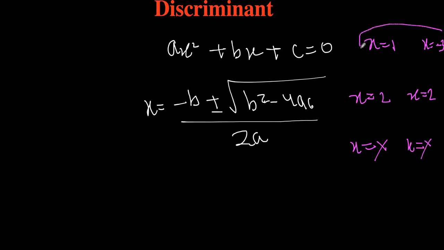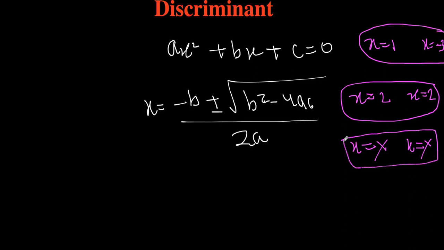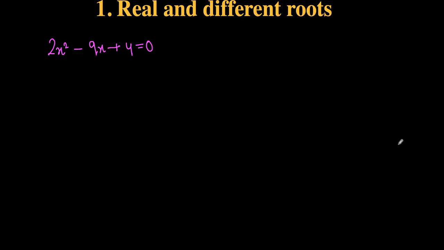So in the first case, these roots are real and different. You can see that one of them is 1 and another is minus 3. If you check the second one, these roots are also real roots, but they are equal. And here you are not getting any roots, so this is called imaginary roots. So now we are going to talk about real roots with different values, real roots with equal values, and imaginary roots.